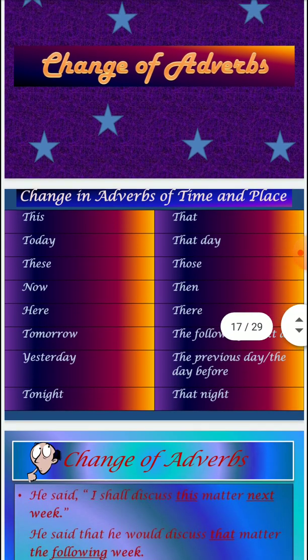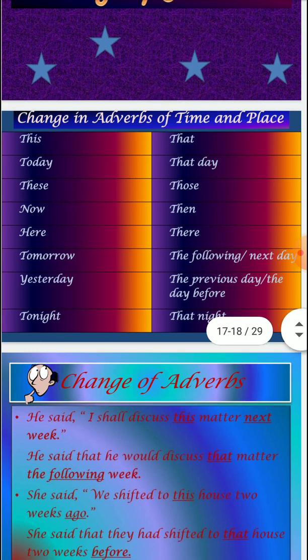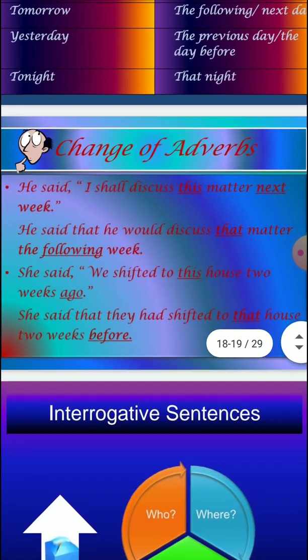Suppose what you have to keep in mind is that this changes to that, today changes to that day, these changes to those, now changes to then, here changes to there, tomorrow changes to the following day or the next day, yesterday changes to the previous day or the night before, tonight changes to that night. Now, keeping these changes in mind, we are going to change from direct speech to indirect.